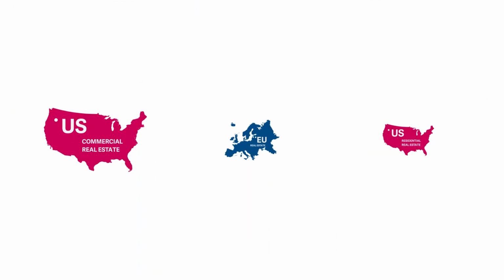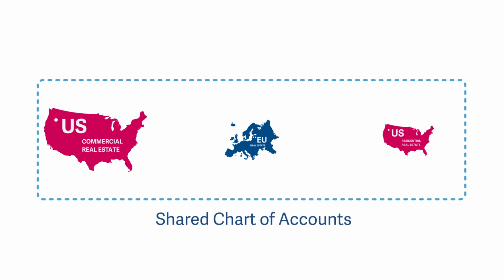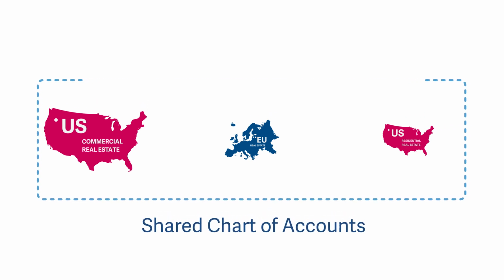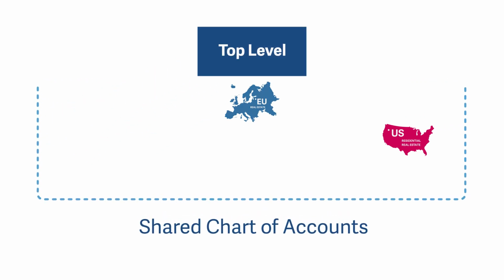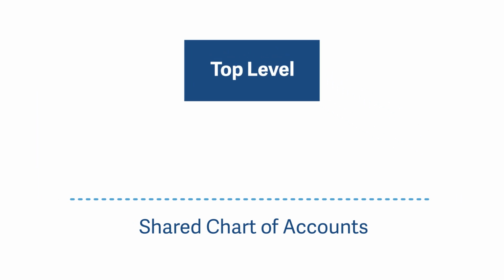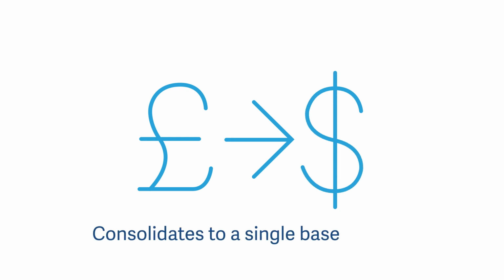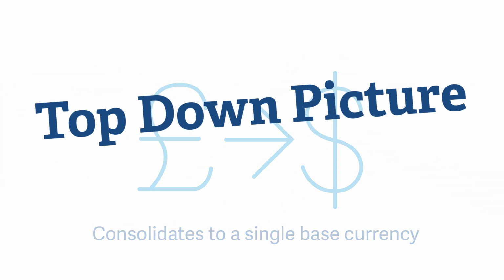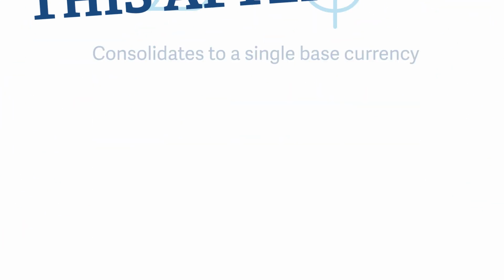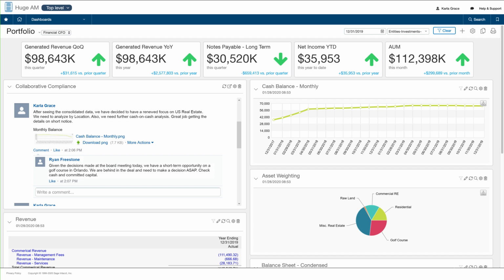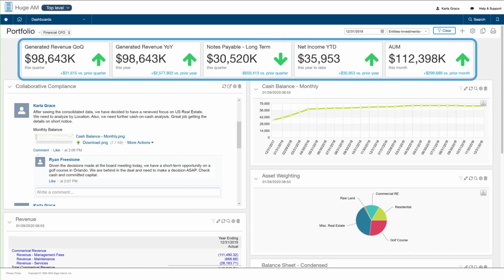Looking at these 3 different funds, we see that they have different focuses, but a shared chart of accounts. Because a shared chart of accounts allows for continuous consolidation, the CFO can pull up information from across the organization. If you work across borders in multiple currencies, the system automatically consolidates to a single base currency for consistent analysis. And the board wants the top-down picture this afternoon. As you can see in this top-level view, overall, we're doing well.